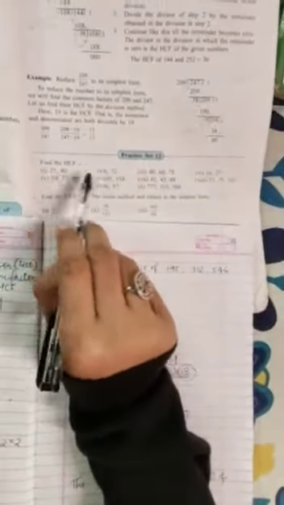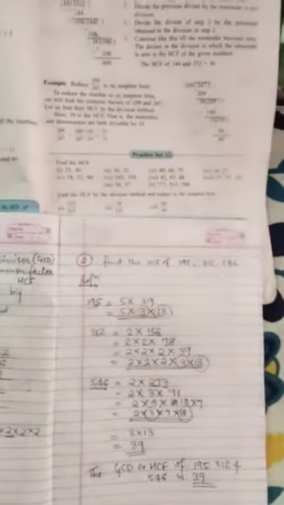Hope you understand how to find out the HCF and GCD of the given numbers. So on the basis of this, practice set 12 is given. Try to solve the first, second, third and fourth questions. At least 4 questions. Hope you understand this.